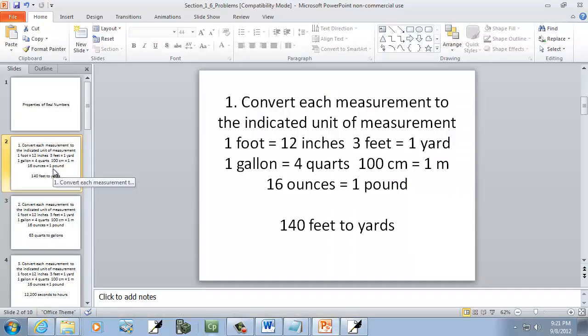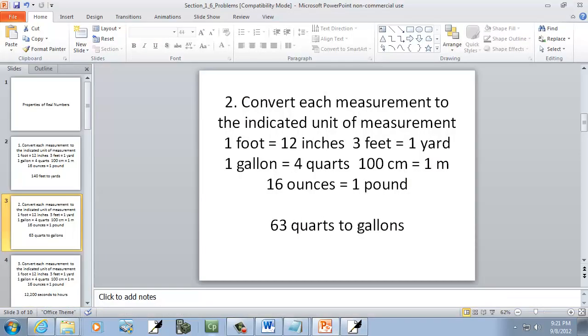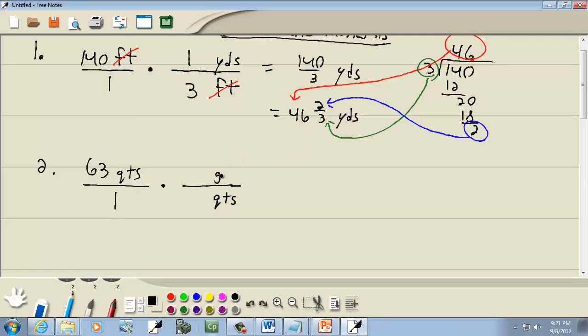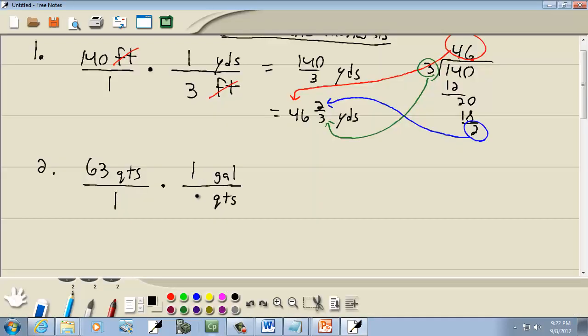Now let's look at another dimensional analysis. Okay, we got 63 quarts, and I think that's the abbreviation, QTS. Now again, I want to put it over 1. Now if quarts is up here on top, then quarts has to be down here on the bottom. And we'd like to see if there's some kind of tie between quarts and gallons. 1 gallon is equal to 4 quarts. So there is. So we've got gallons up here, and 1 gallon is equal to 4 quarts.